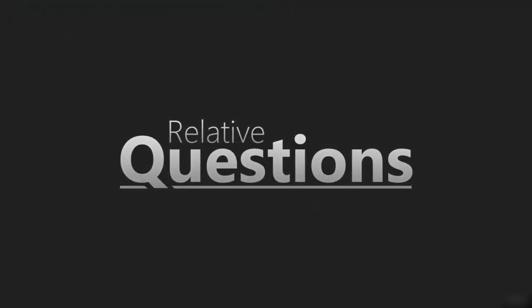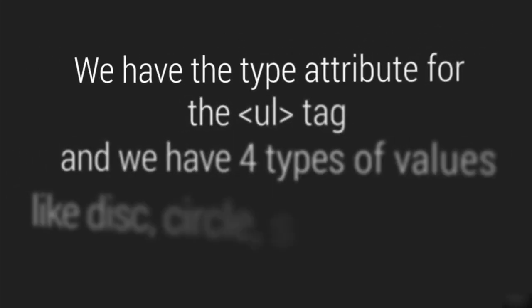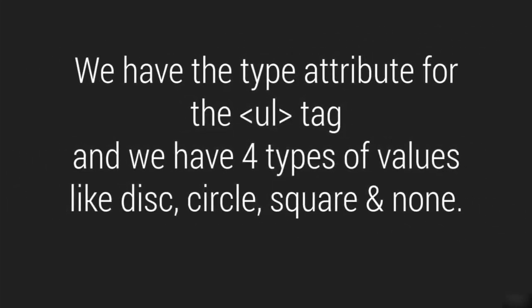Now let's talk about a relative question. The question is, how will you change the bullets in an unordered list? So as discussed, we have the type attribute and we have 4 values here: the disk, the circle, the square and none, which we have seen practically. So this is how you change the bullet type.